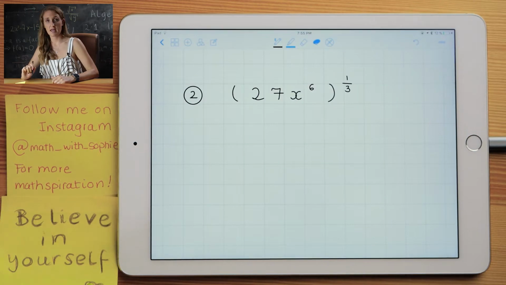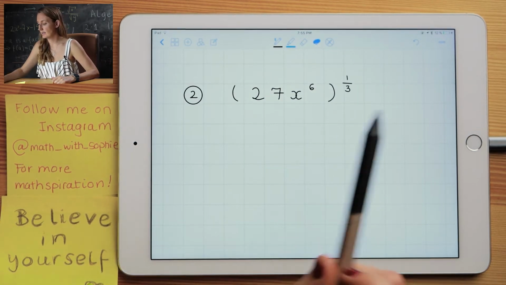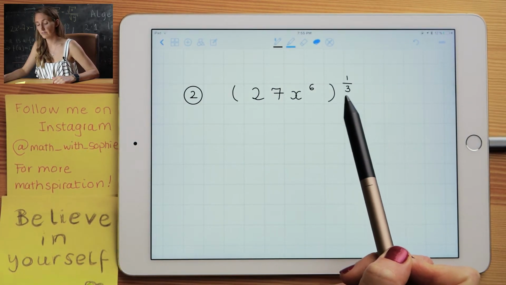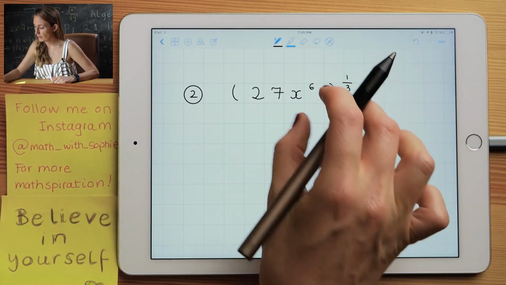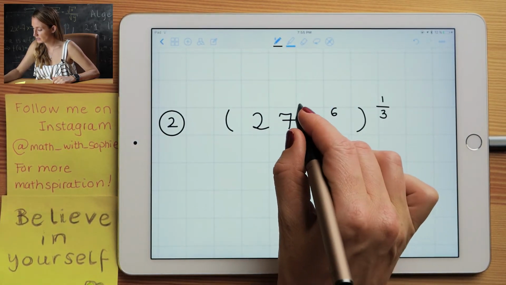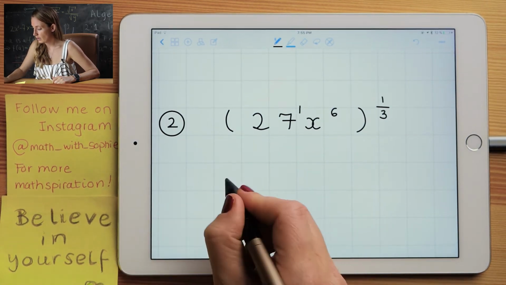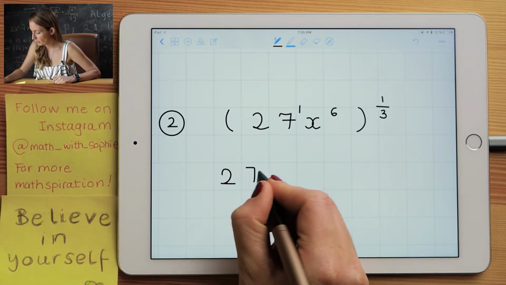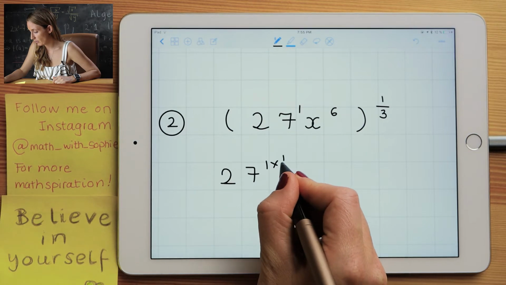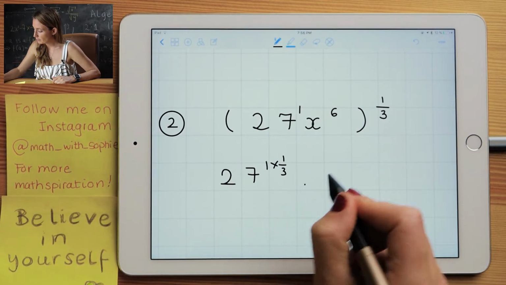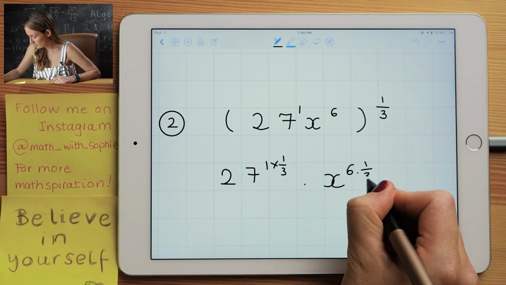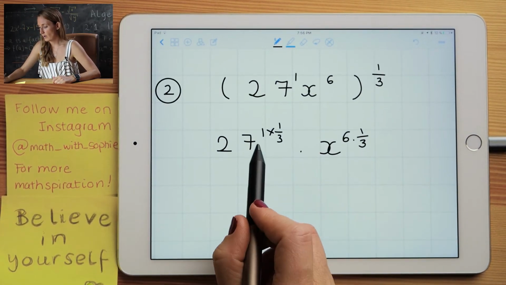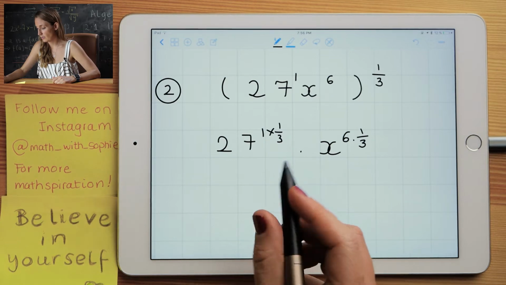Here we are in our second question. As you can see, it's getting a little bit trickier here. We've got these fractions that are starting to creep into the question. Like before, I'm going to remind myself that 27 is 27 power 1. I'm going to multiply both the 1 by the power a third, but also the x power 6 by a third. Now, 1 times a third is a third.